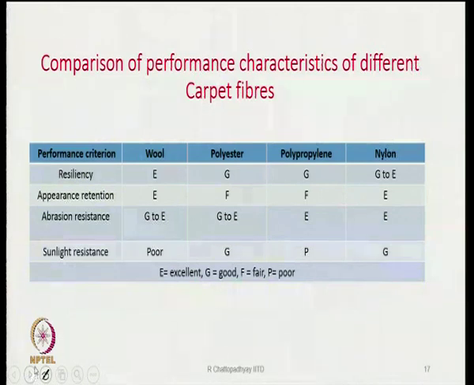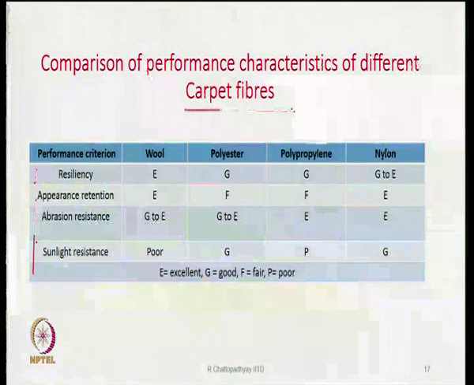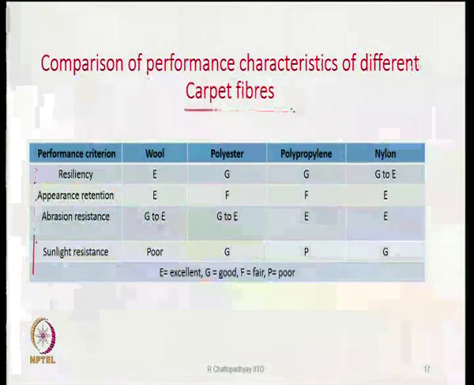As an example, we are giving a comparison of performance characteristics of different carpet fibers. Let us say there are 4 fibers here: wool, polyester, polypropylene, nylon. These fibers are mostly used in carpets, and qualitative data in relation to their performance, that is resilience, appearance retention, abrasion resistance and sunlight resistance, are stated in this table. These are qualitative values in terms of excellent, good, fair, poor. So, you see that every fiber has some good points and there are some points where they are inferior in comparison to the others.